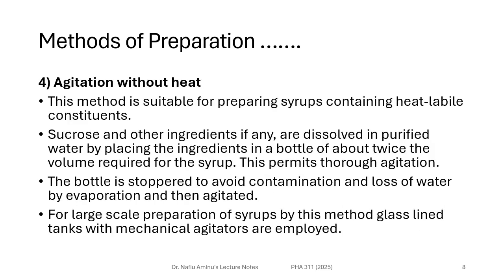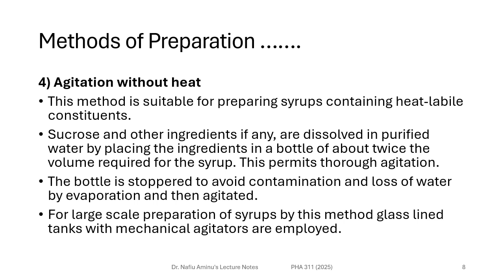The next method is what is called agitation without heat. This method is suitable for preparing syrup containing heat labile constituents. It does not involve any heat, meaning that even constituents that are thermolabile can be processed using this method. It involves adding sucrose or other ingredients, if any, and purified water by placing the ingredients in a bottle of about twice the volume required for the syrup. This is done to allow free space, so that the mixture can move around up and down and agitation can be achieved.